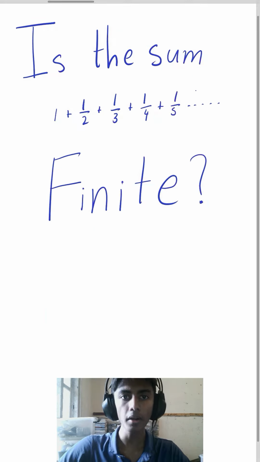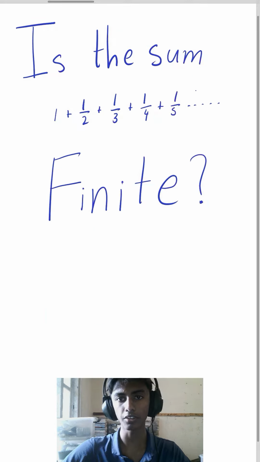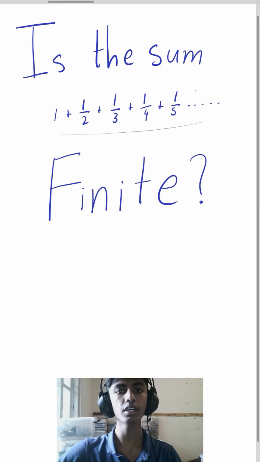Is the sum 1 plus a half plus a third plus a fourth plus a fifth plus a sixth and so on finite? Well, no, it actually isn't finite. This sum here is infinite.